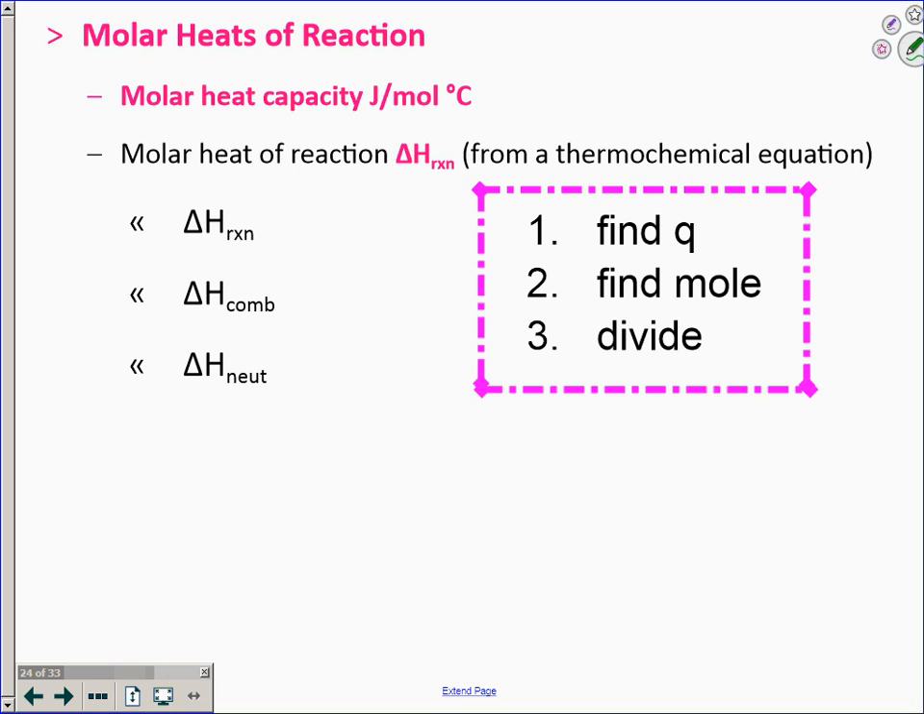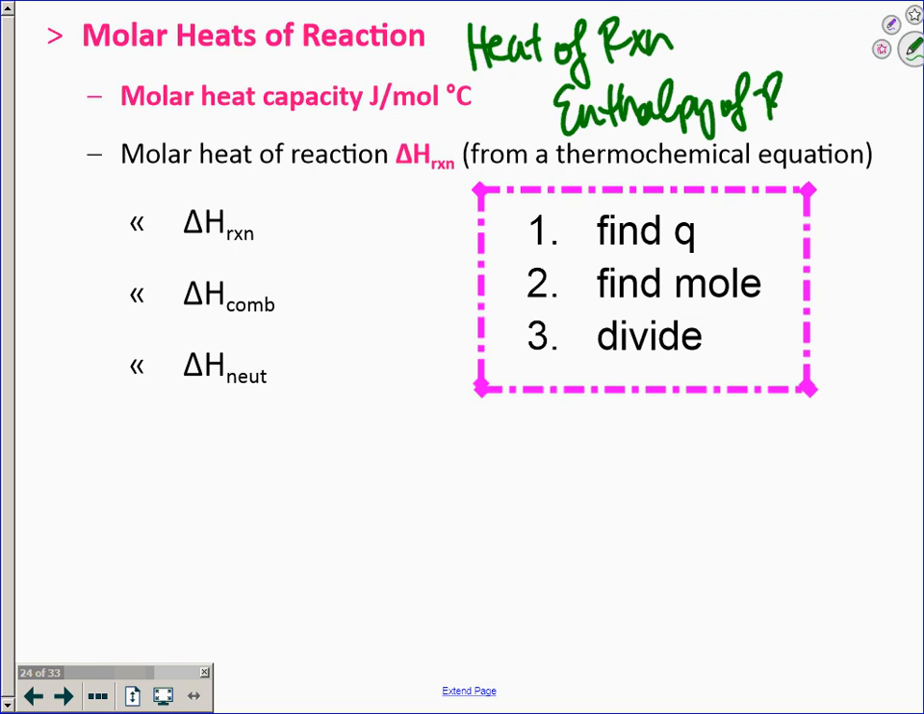Occasionally, instead of calling it enthalpy of reaction, it can be called molar heat of reaction or just heat of reaction. For some reason, three names is the minimum we have to call things. So heat of reaction or enthalpy of reaction are two other ways to say what we're talking about here. Now, we actually already used this. Do you remember using this yesterday?